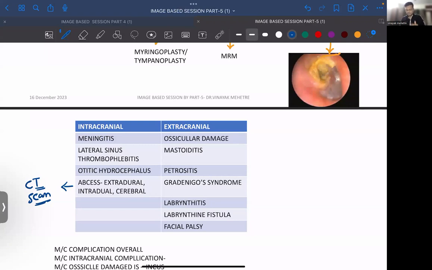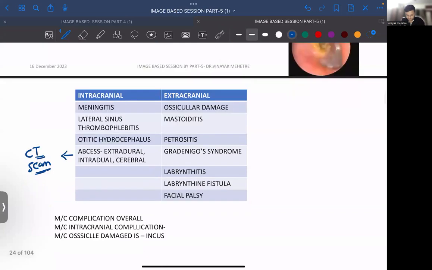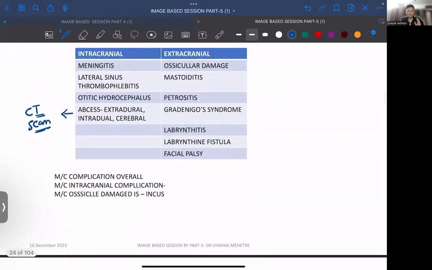We will go one by one for the rest. Most common complication will be, anyone? Most common complication overall is mastoiditis.